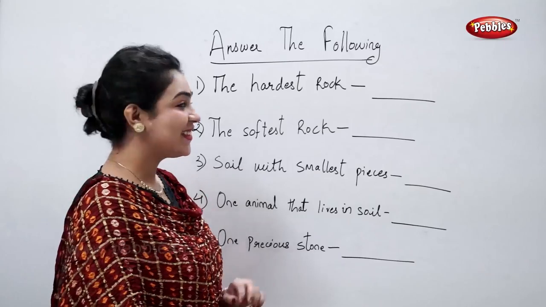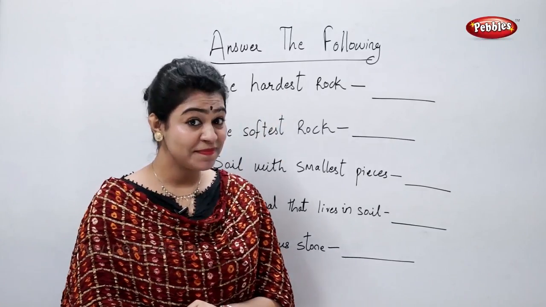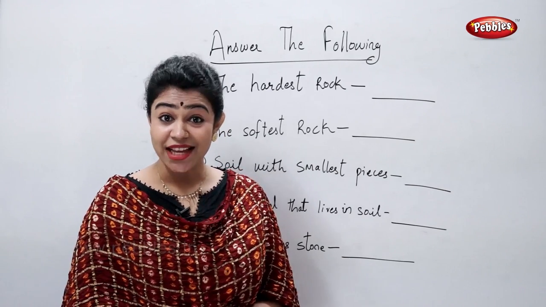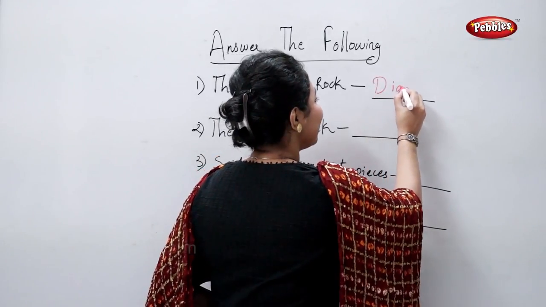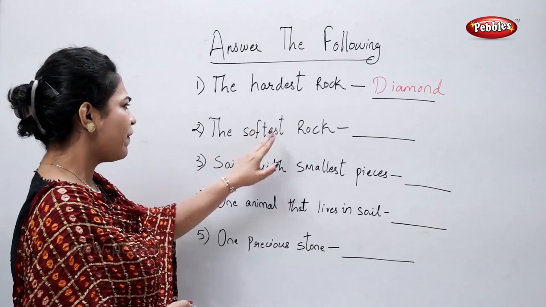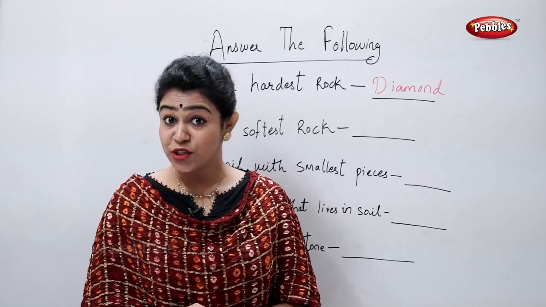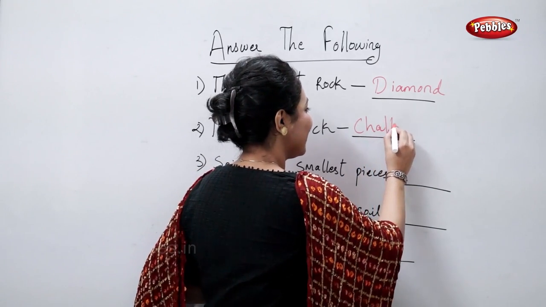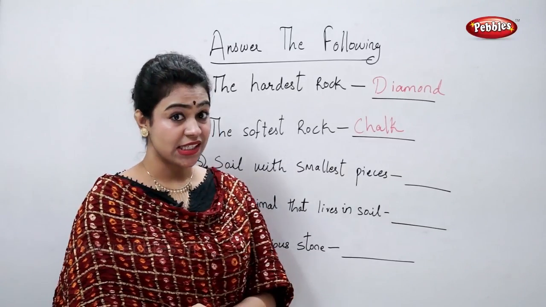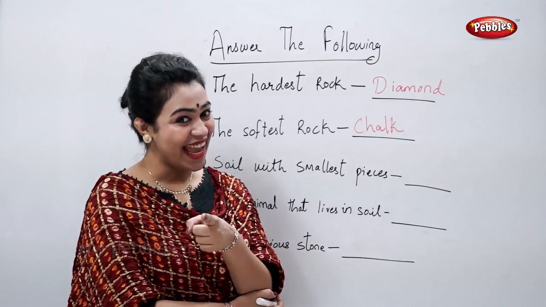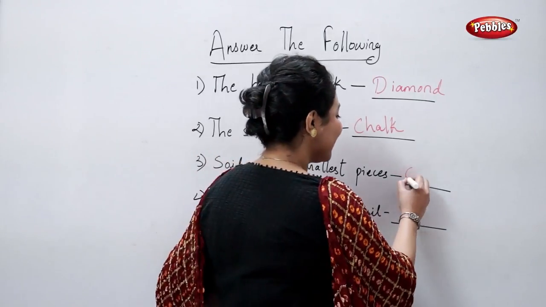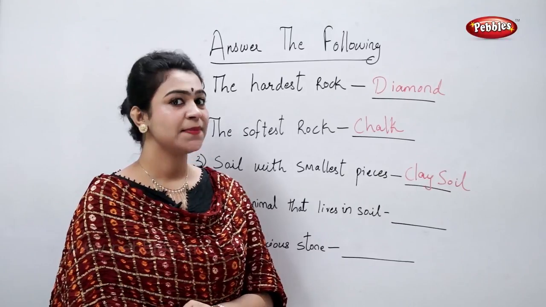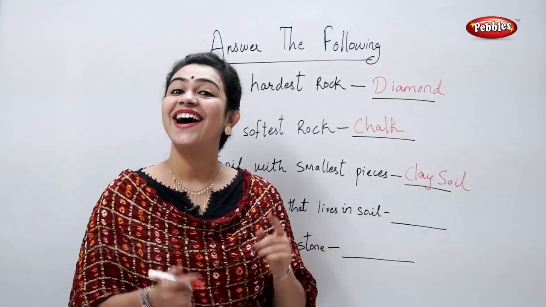Answer the following. The hardest rock. Tell me, which is the hardest rock? Yes. That's diamond. The softest rock. Now tell me, which is the softest rock? Yes, that's chalk. Soil with smallest pieces. Which is that soil? Yes, that's clay soil. One animal that lives in soil. And which is that animal? Earthworm.